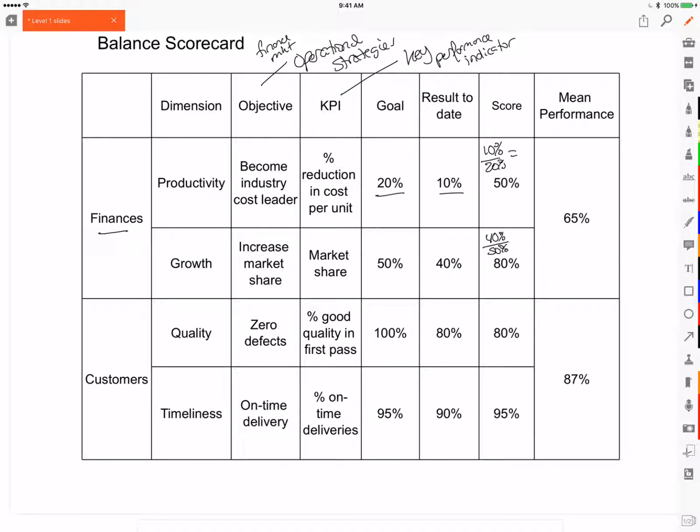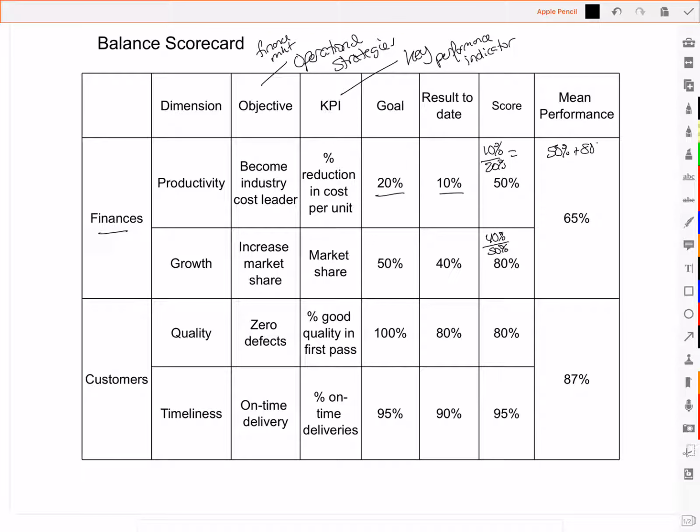And then what you see here on the right, a mean performance, is to look at, okay, the strategies we have related to financing, productivity and growth related, how are we doing on average in that area? So 50% score and an 80% score, if you add those two together and you divide by 2, you get an average score of 65%.